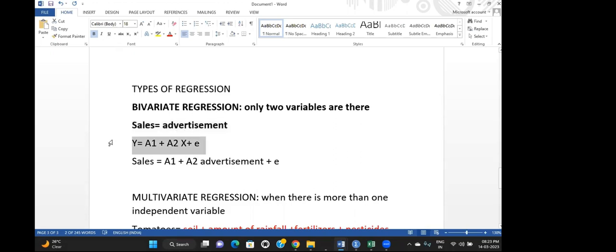So when we write it into the regression equation, what we write is Y is equal to A1. I'll tell you the meaning of each one of the variables. Y is equal to A1 plus A2x plus E. If we want to write it in this term, this is a normal equation for a bivariate regression. But if we want to write it for sales and advertisement, what will be the equation? Sales is equal to A1 plus A2 advertisement plus E.